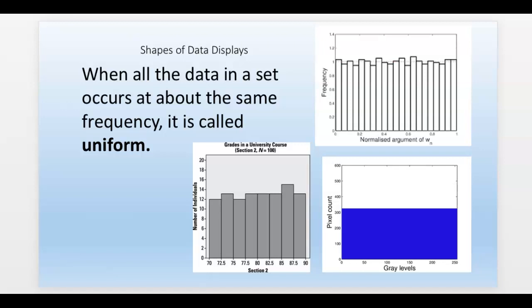Guys, if all the data in a set occurs at about the same frequency, all the different data points occur about as often as the rest, we call that uniform. You kind of have a flat top to the display. Not perfectly flat necessarily, but it doesn't have a tail. It doesn't have a hump at all.